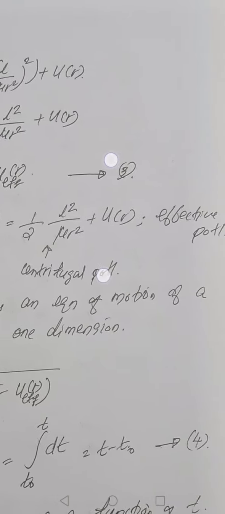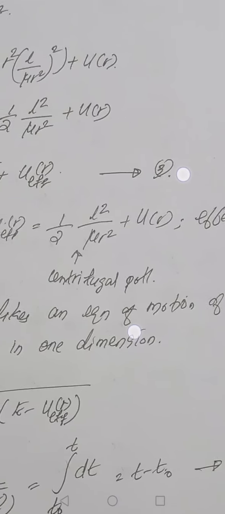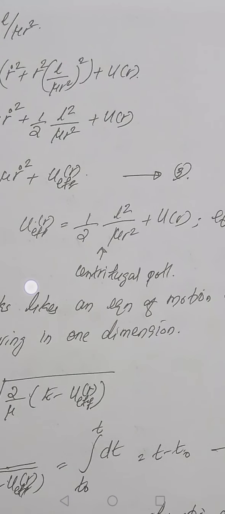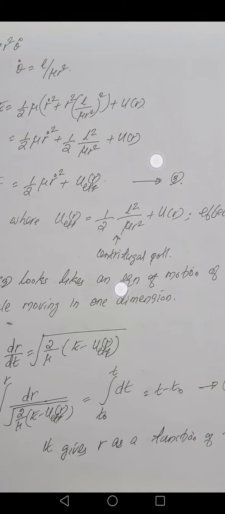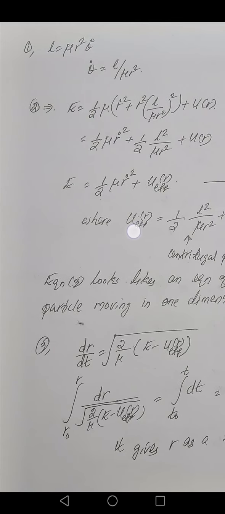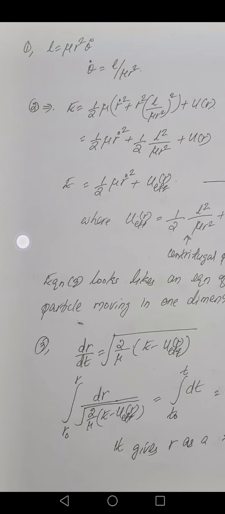That's called the effective potential, where the first term, half L squared by mu r squared, is called the centrifugal potential. U of r, I already said. So that is our energy: half mu r dot squared plus the effective potential. So the potential is not the same, it is an effective potential.